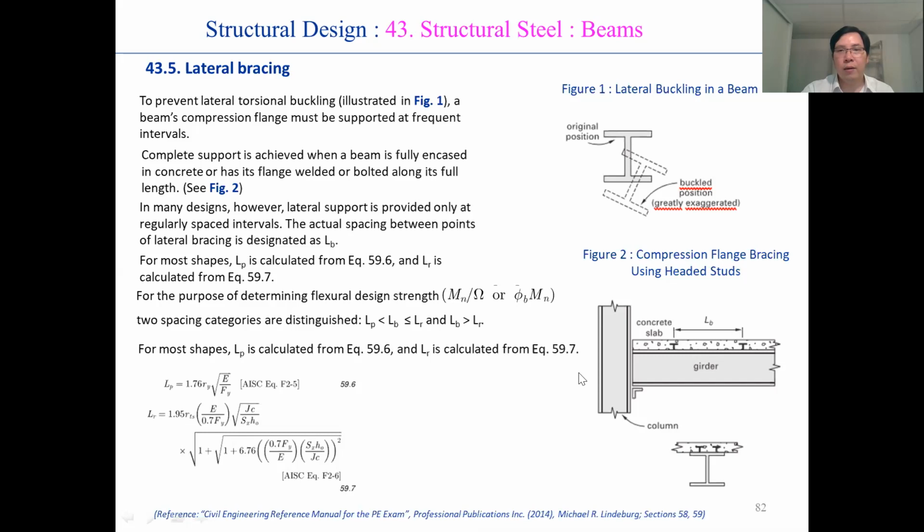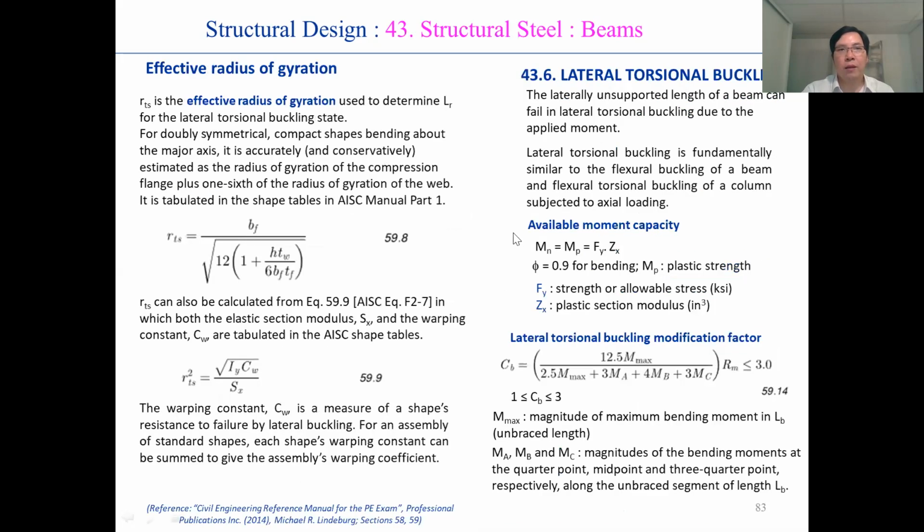So in this part, I show you a figure showing the lateral buckling in the beam, and this one presents compression flange bracing using headed studs. And in this slide, I show you some equations for the effective radius of gyration.